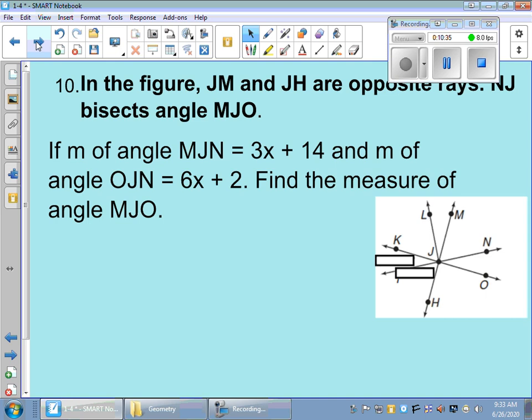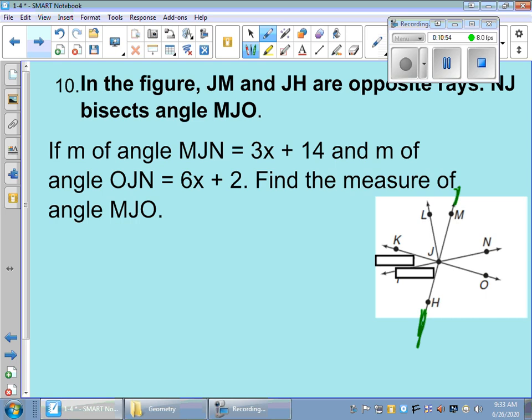Next slide here, same type of concept. In the figure, JM is an opposite ray with JH. So again, ultimately that's a straight angle. Those two would add up to 180.